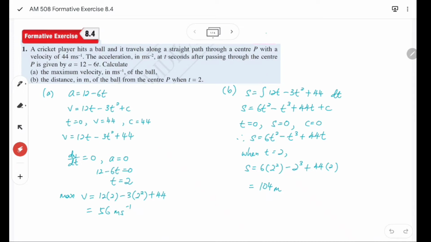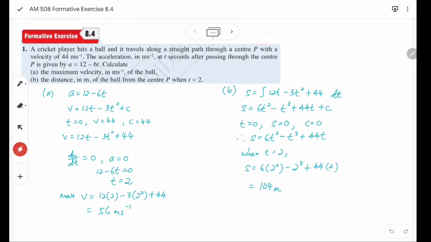Then, when we want the maximum velocity, it happens when dv/dt equals to 0, or the acceleration equals to 0, and we get t equals to 2. So that means at t equals to 2, we will get our maximum velocity. So to get the velocity, we need to substitute t equals to 2 into the function v. So maximum v is 12 times 2 minus 3 times 2 squared plus 44. Therefore, we get maximum velocity equals to 56 meters per second.